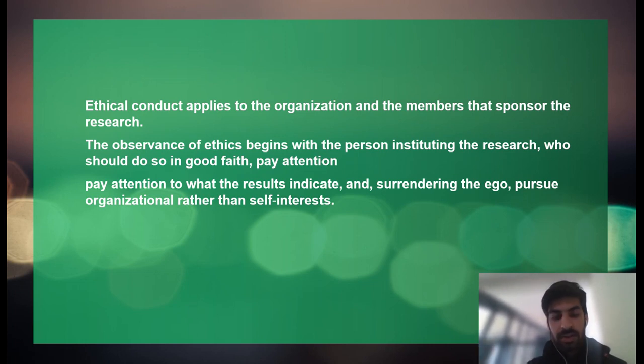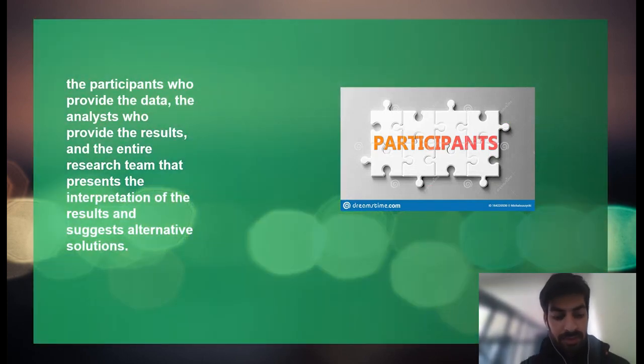Our next slide is participants. In any organization, participants are very important. Participants change the game of the whole system. Ethical behavior applies at each step of the research: data collection, data reporting, data searching, and so on. Taking the subjects which we're going to treat is done by the participants.